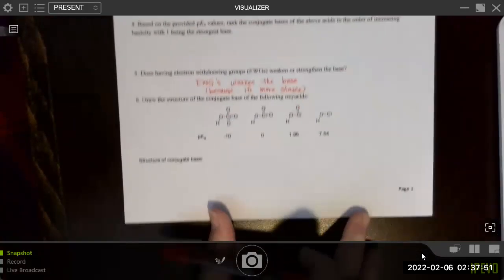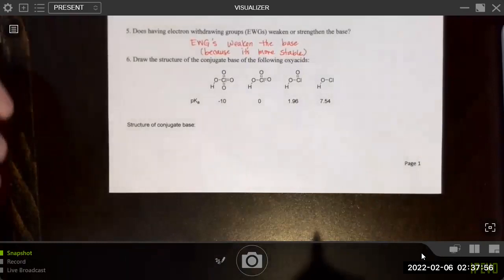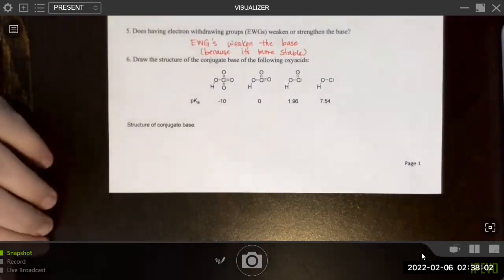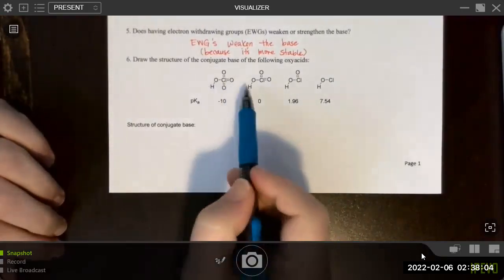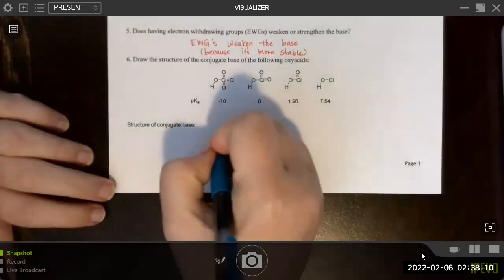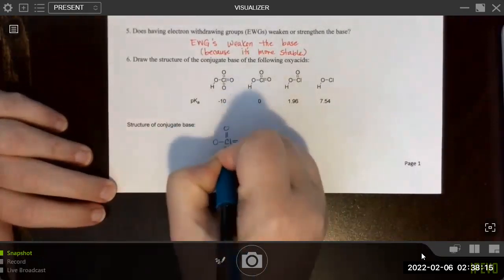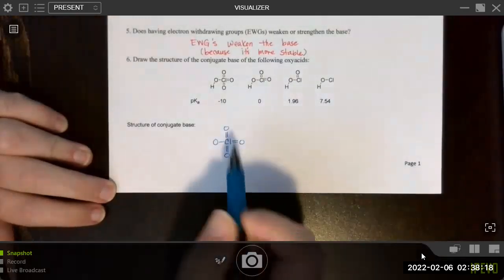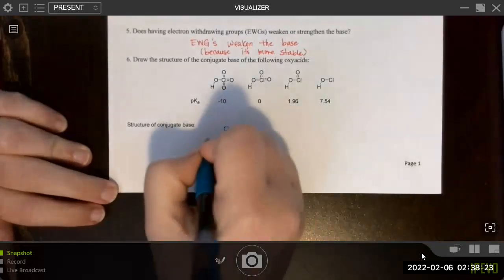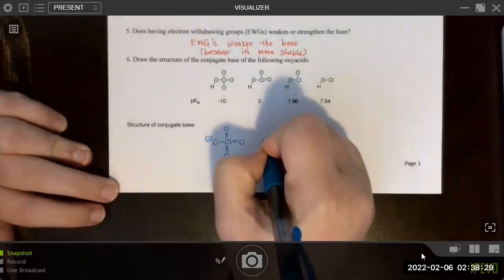Let's see, the next question is looking at these oxy acids. And first it says to draw the structure of the conjugate base of the following oxy acids. You can see how it has this nice hydrogen drawn in. We just want to remove that to form the conjugate base. So we will basically just copy the rest of the structure. And again, if you want to, you can put in all the lone pairs, 2 lone pairs on each oxygen, 3 lone pairs on this oxygen. Or you can leave them off with the knowledge that they are there and that you know that they're there.